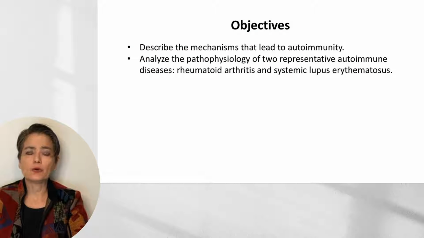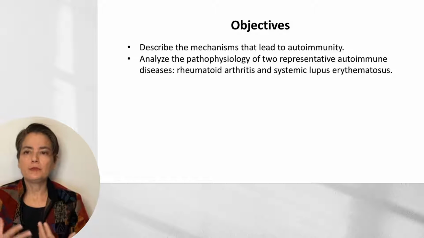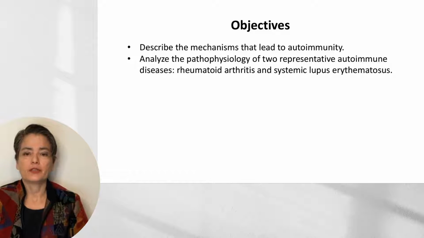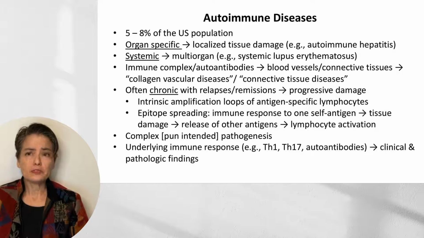So with that in mind, I will begin by describing the mechanisms that lead to autoimmunity, and then to put them into an appropriate context, I'm going to analyze the pathophysiology of two representative autoimmune diseases, rheumatoid arthritis and systemic lupus erythematosus. Now, just to highlight for you, there is a much more extensive video on rheumatoid arthritis in the Pathology Central series. Now, autoimmune diseases are fairly common, affecting about 5 to 8% of the American population.